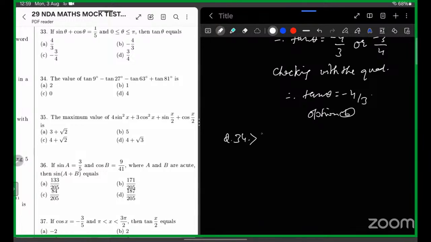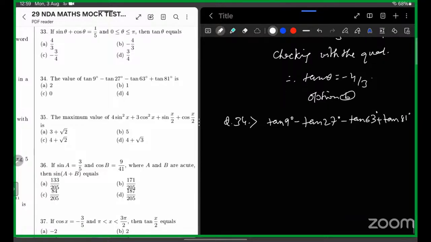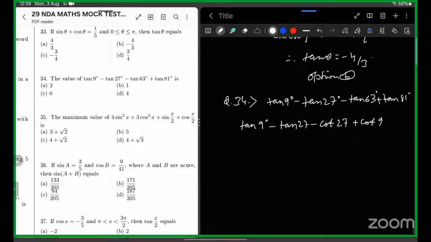Question number 34, students. They are asking the value of what? Tan 9 degree minus tan 27 degree minus tan 63 degree plus tan 81 degree. Now we can calculate it. See here, tan 9 is there, tan 27 is also there. Minus tan 63, by complementary angle concept, I can replace it with cot 27, and this tan 81 can be replaced as cot 9.